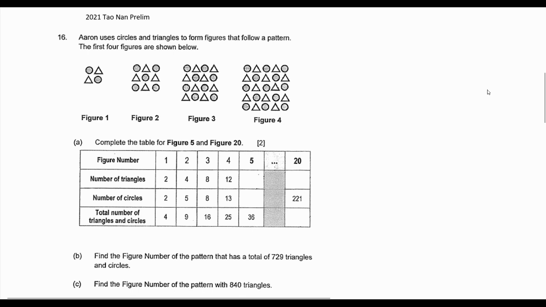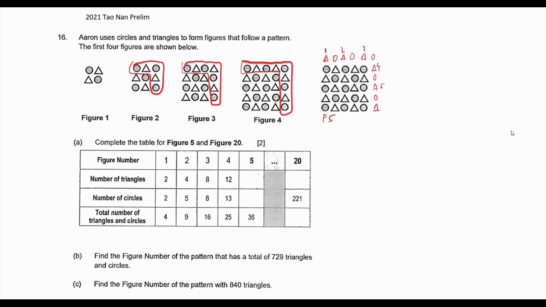This pattern variant is taken from the 2021 Taonan prelim paper. For part A, we need to fill up the table for figures 5 and 20. Let's look at the diagram to see how the sequence continues. It seems like they are always adding an L-shaped layer, so we can just add in our own for figure 5.